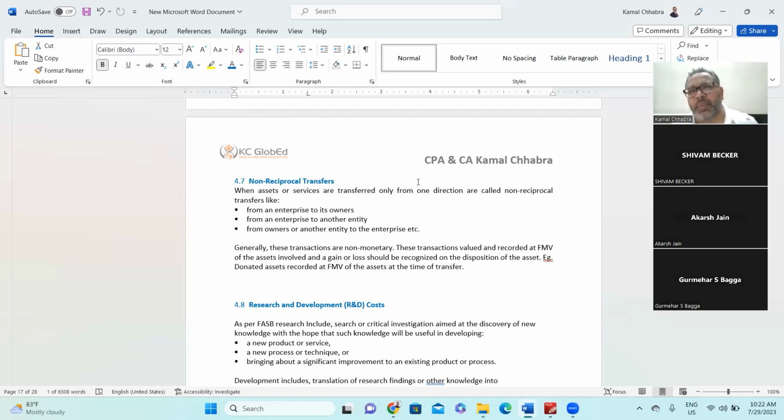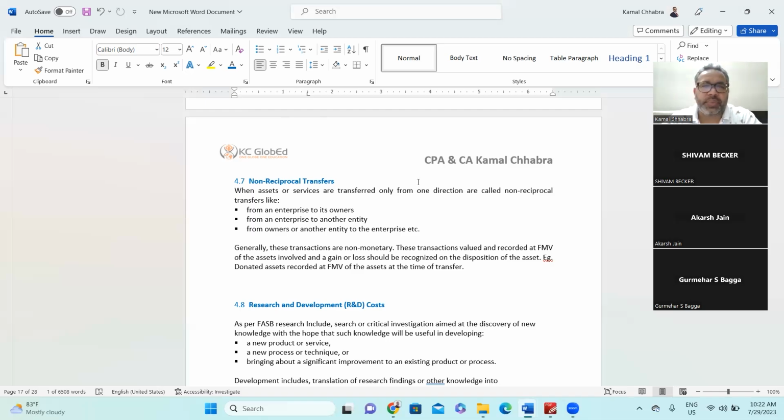The thumb rule is very simple: you are transferring the asset from one person to another person without any consideration. Generally these transactions are non-monetary transactions, like we were discussing earlier. These transactions are valued and recorded at the fair market value of the assets involved, and the gain or loss should be recognized on the disposition of the asset.